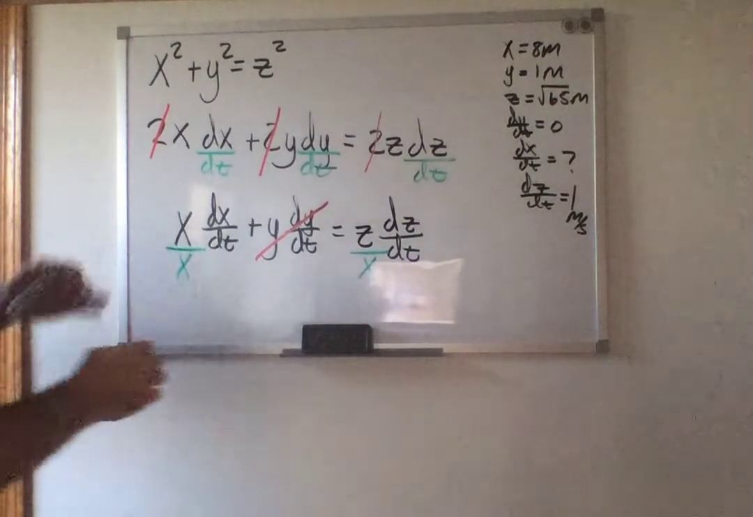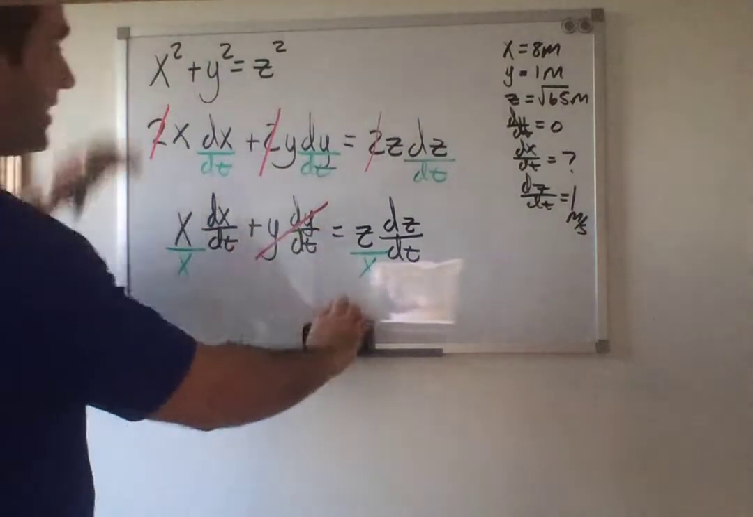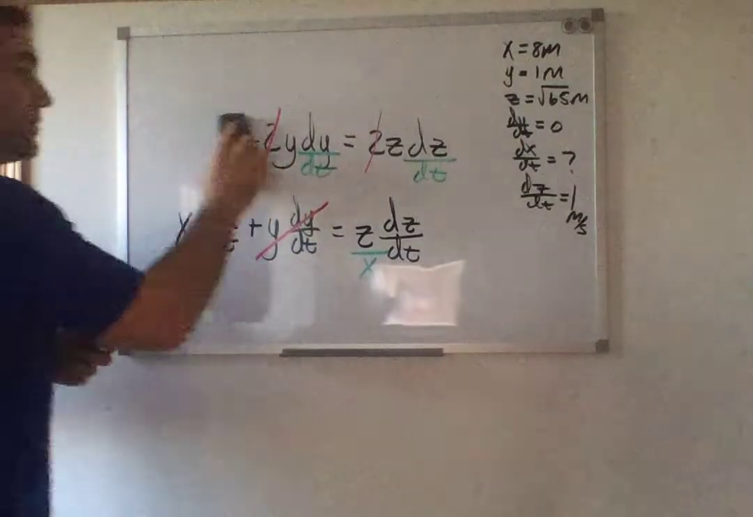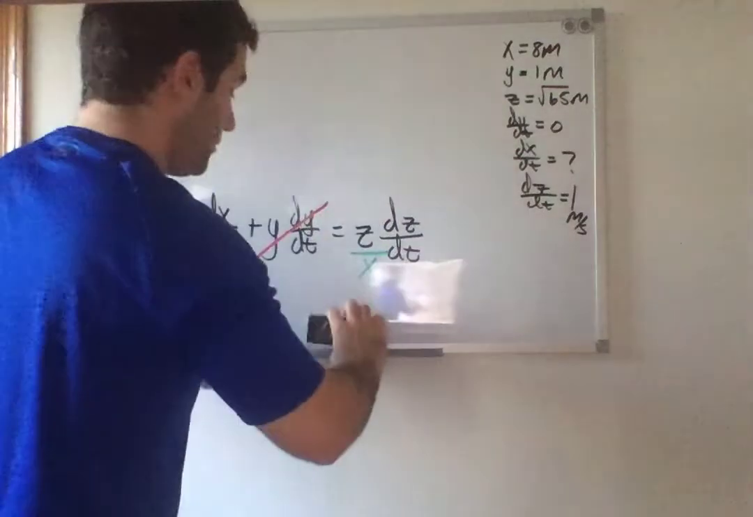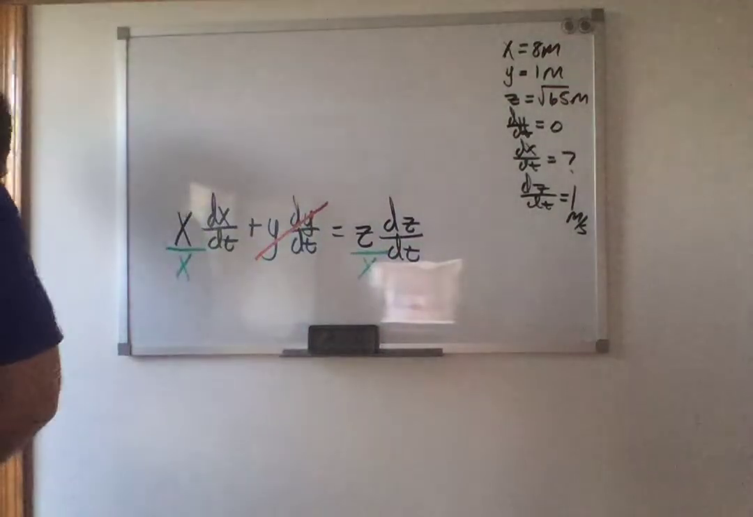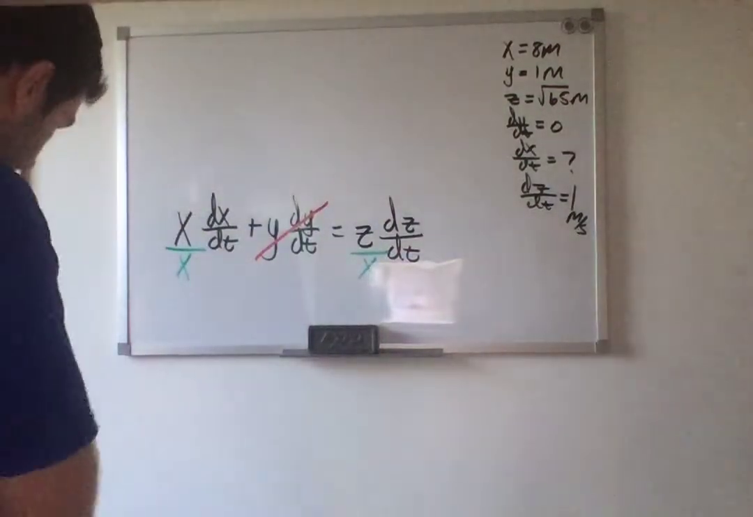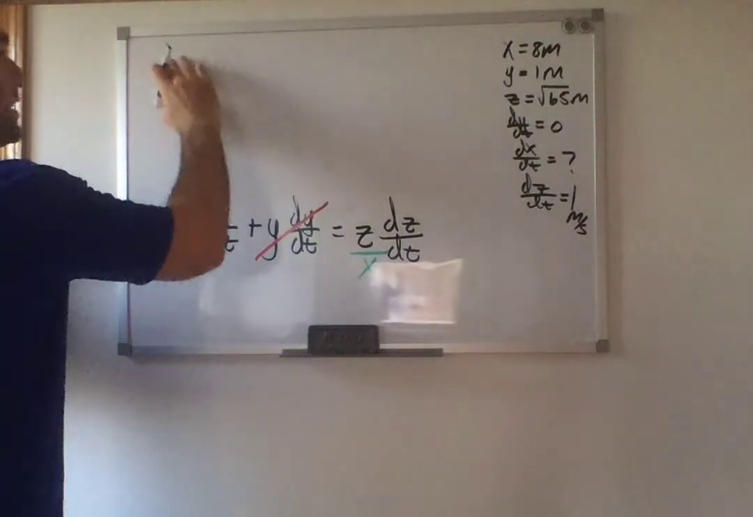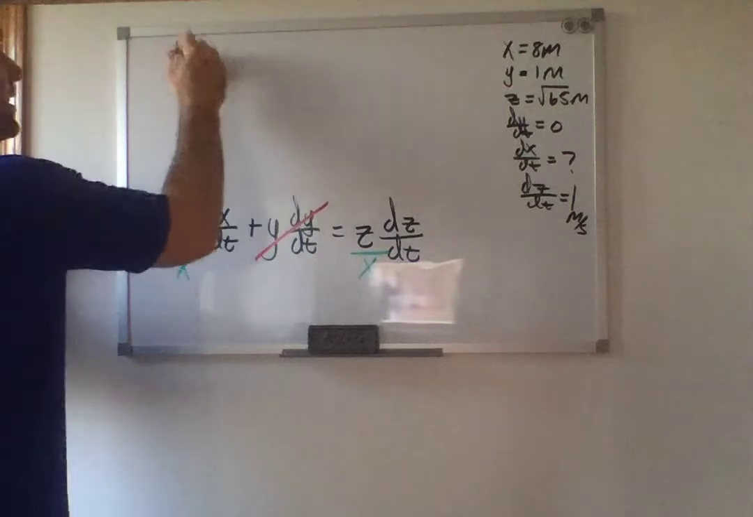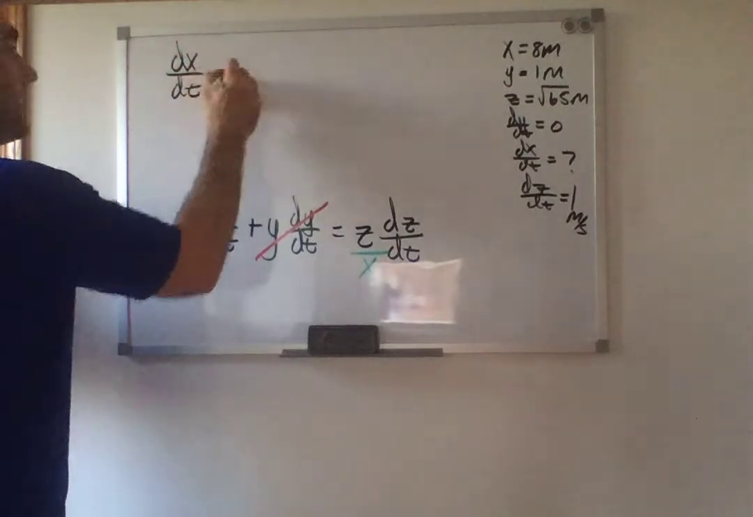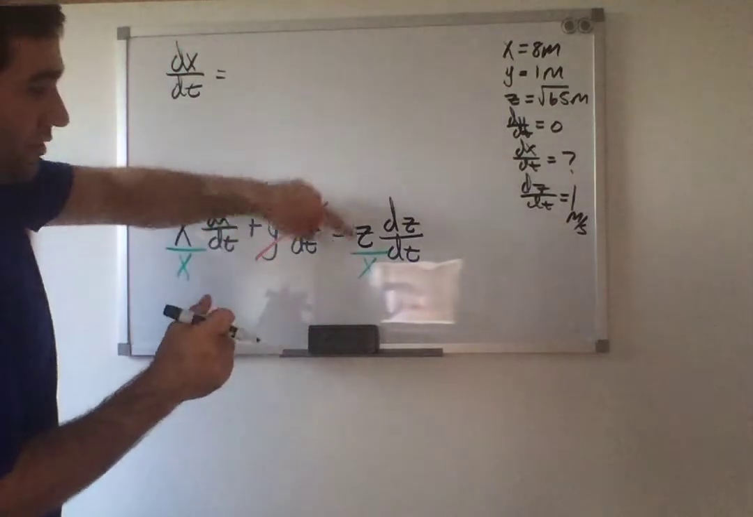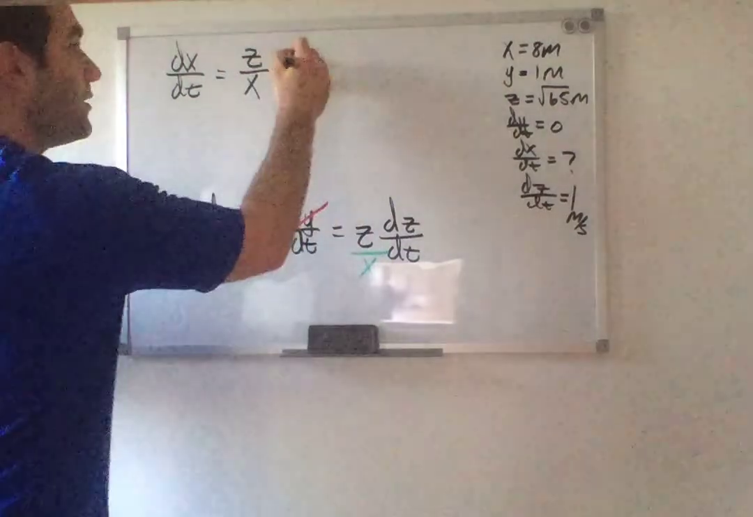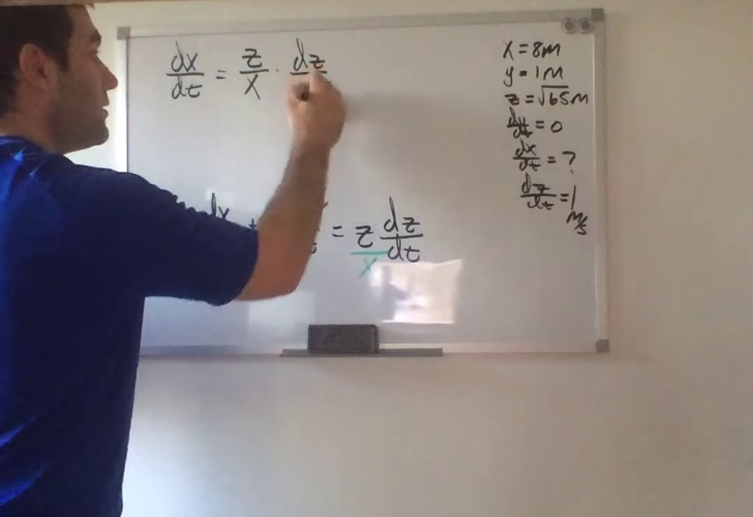Okay, I'm going to erase the top, keep this bottom piece, and rewrite our new expression up there. So, now we have, or sorry, I said x earlier, I meant dx/dt. dx/dt is equal to z over x times dz/dt.